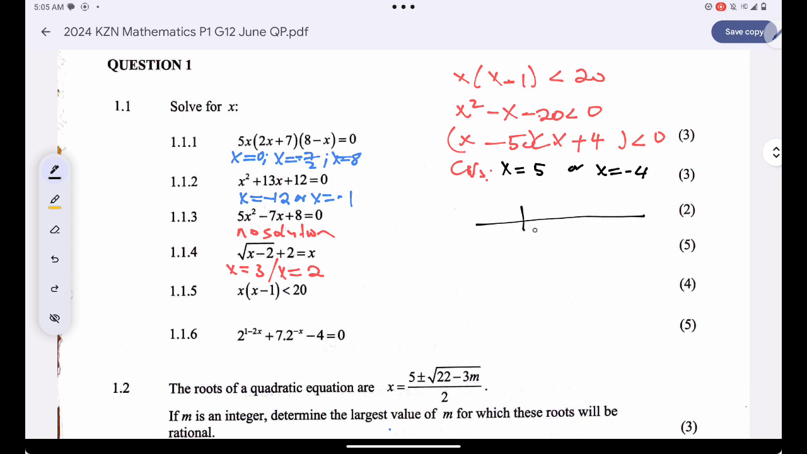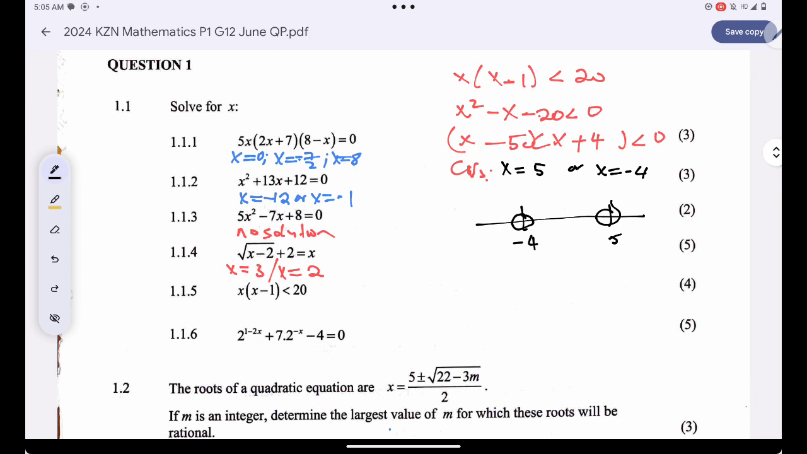Then I must place them on the number line. I have negative 4 and 5. Are they included or not? They are not included because the less than sign does not have an equal sign. Are you together? Okay.